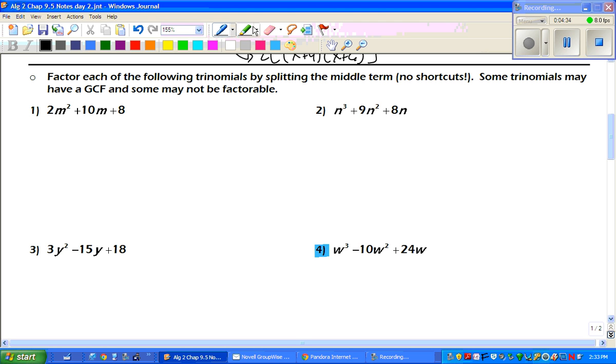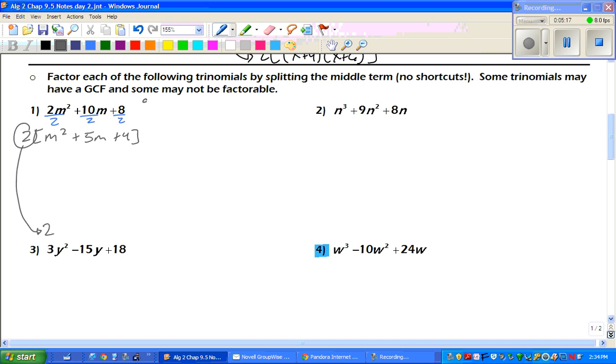Okay? So, looking at number 2, let's get a bigger highlighter. 2, 10, and 8. Is there a number that can go into all of those? Yep. We can take out a 2 from everything. And when we rewrite that, the 2 comes out front, and we got m squared plus 5m plus 4. Okay, so I don't want to forget about that 2 right there. So I'm going to take it all the way to the bottom so it's in my final answer.